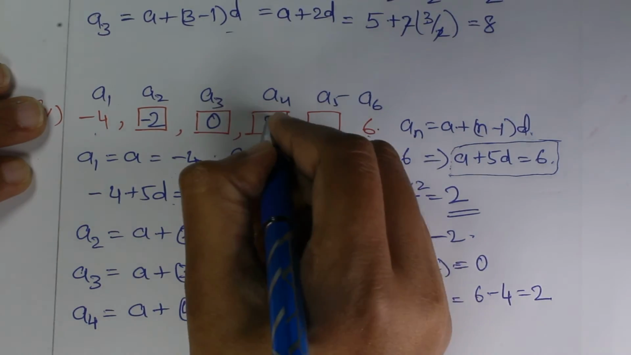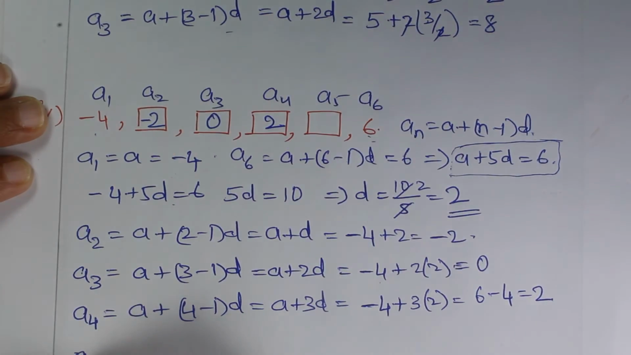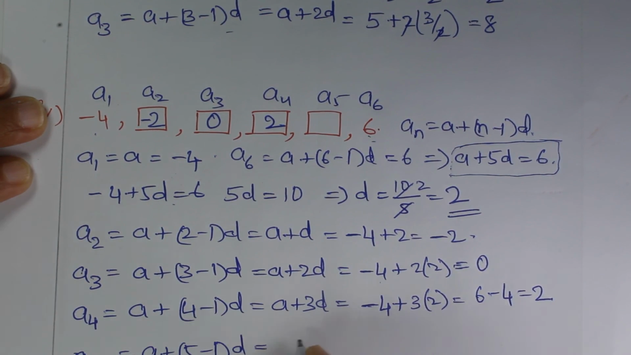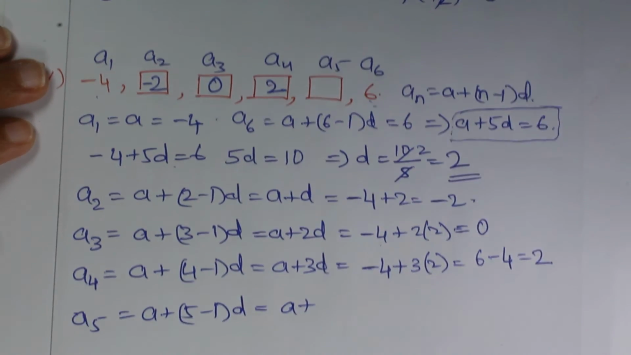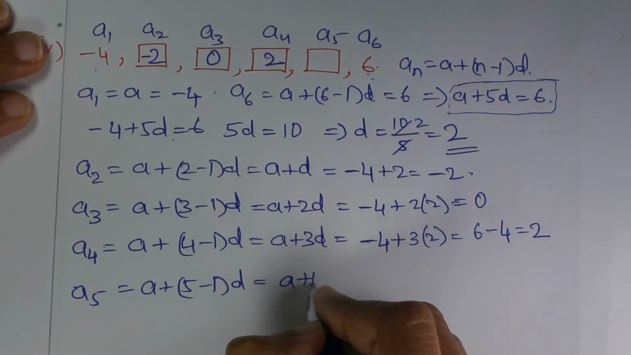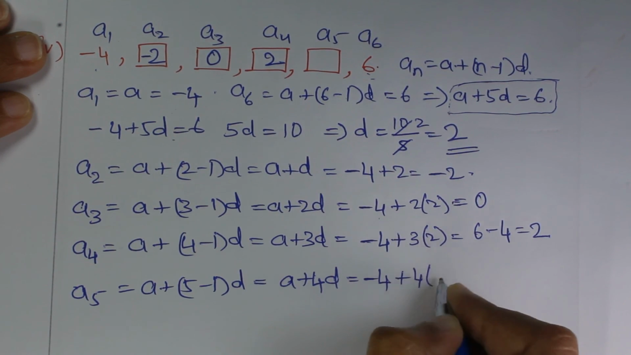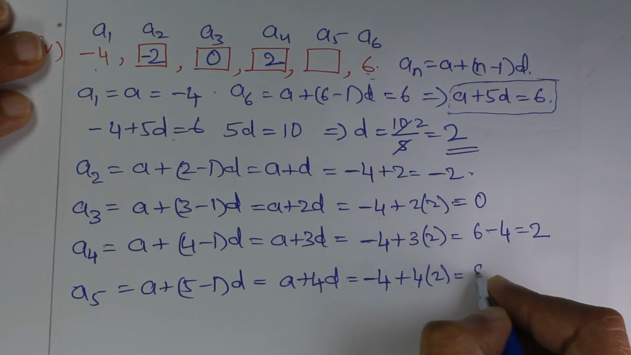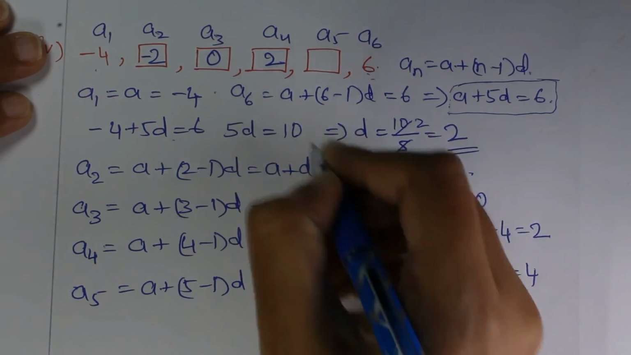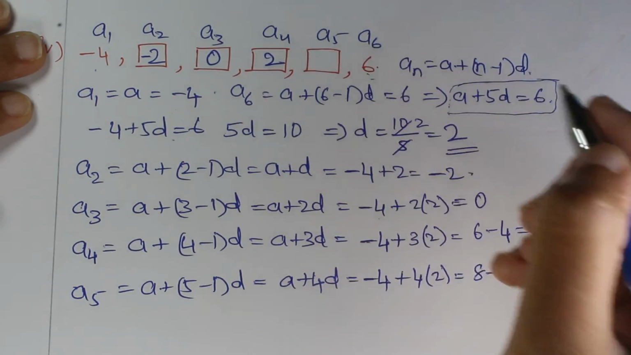A4 is 2. A5 is equal to a plus (5 minus 1) into d, that equals a plus 4d, that equals minus 4 plus 4 into 2, 8 minus 4, that equals 4. So A5 becomes 4.